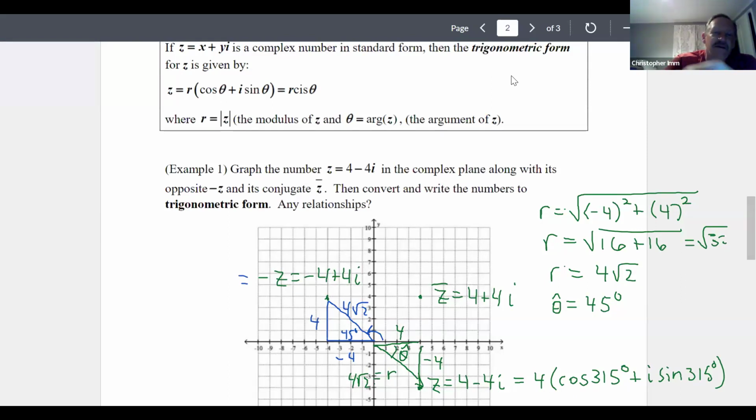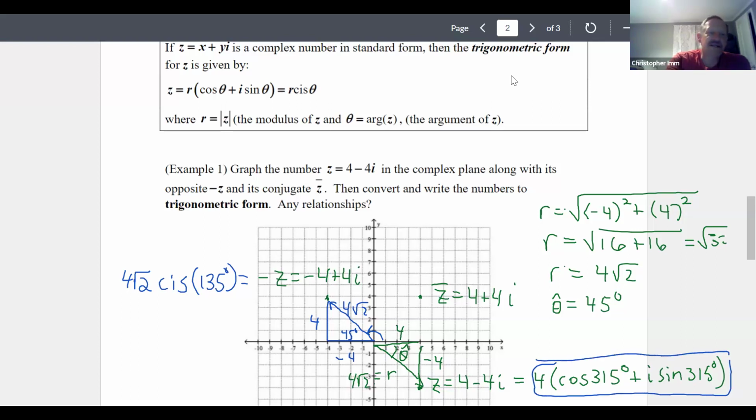So negative z would be represented by this vector. So we'd have in trig form 4 root 2. I'm going to use this shorthand form cis of 135, but just remember that the cis means cosine of 135 plus i sine 135, just like our one over here.